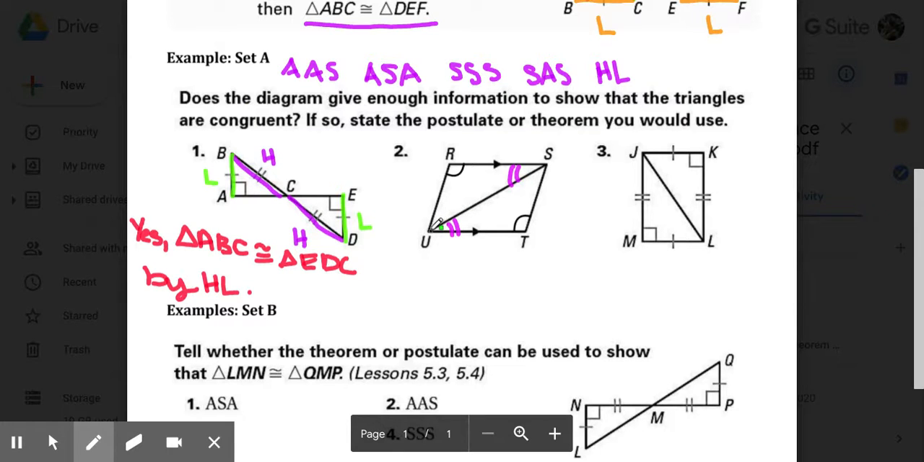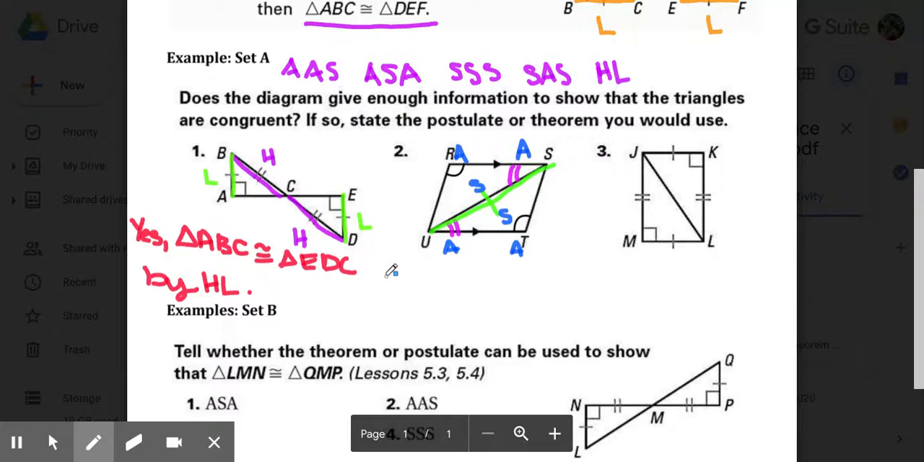But what I do also look for is a common side. I see that these two triangles are sharing this side, therefore this side can be marked congruent to itself, okay? So now when I'm looking at this, I have an angle and I have a side in this triangle. In the other triangle, I have an angle, I have an angle, and I have a side in this triangle.